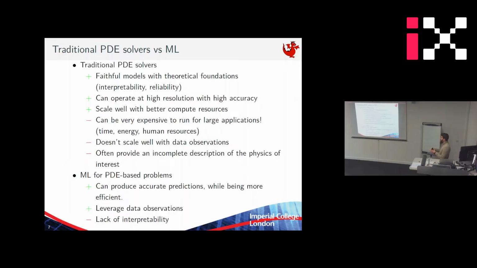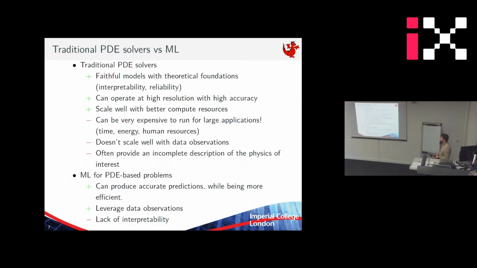I would say having big improvements is way harder and would necessitate much more human resources, because it has been around for a while, it's well studied, and so on and so forth. And another con of those approaches is that it doesn't scale with data observations.